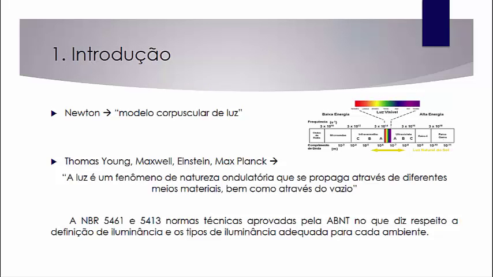Newton postulated the corpuscular model of light, which described light as behaving like a particle. Years later, Thomas Young, Maxwell, Einstein, Max Planck, and some other scientists discovered that light is a phenomenon of wave nature, which propagates through materials and also through the void. None of them was wrong. The truth is that light has wave-particle duality. Sometimes it behaves as a particle, sometimes as a wave. In many situations, it's necessary to measure the light and the light intensity.